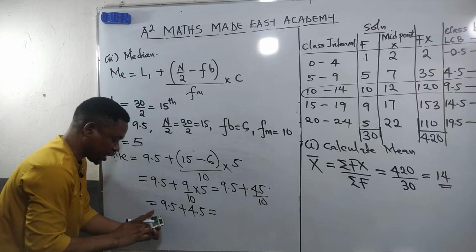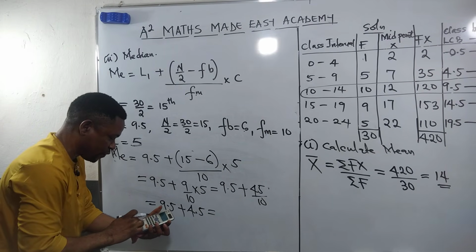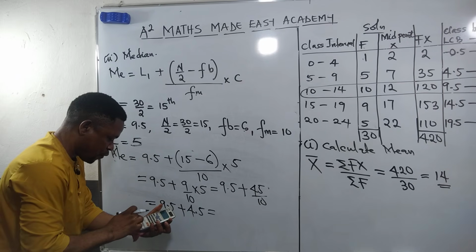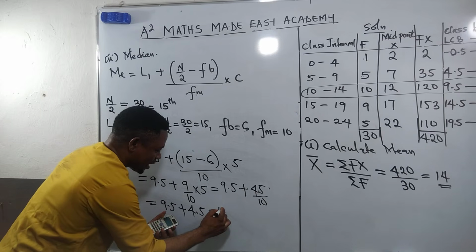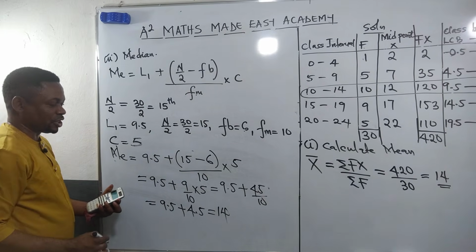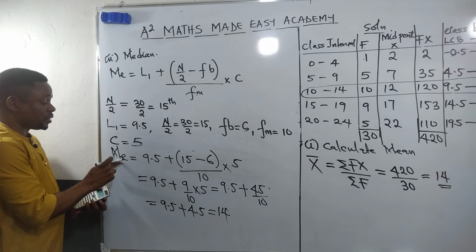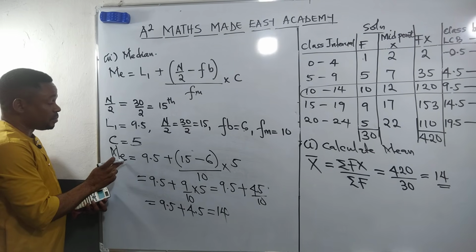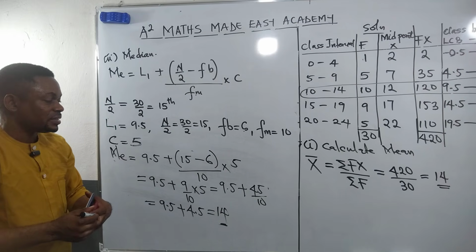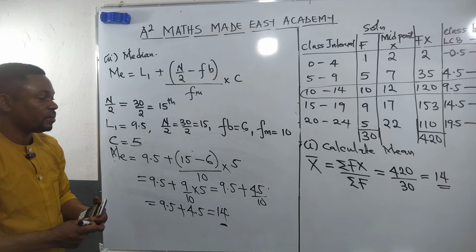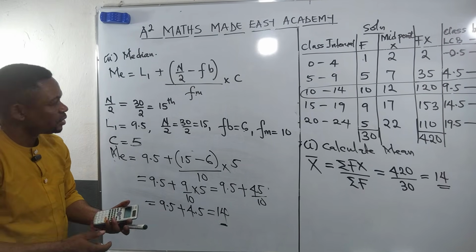We are watching. Punch your calculator. 9.5 plus 4.5. Look, the answer is coming. Wow, the answer is 14. The answer is what? 14. So which means the median is what? 14. And that is the final answer. This is exactly how to solve a problem like this. Am I communicating?